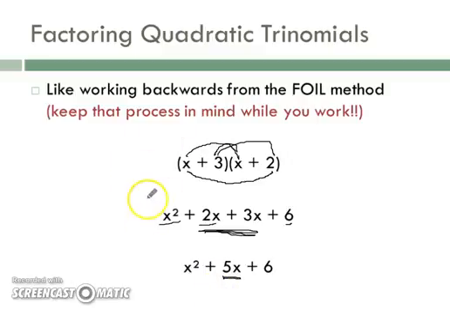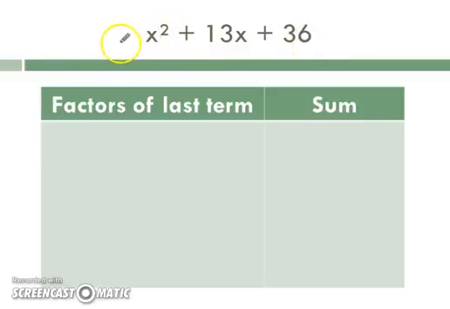So think of this process for multiplying using the FOIL method when you're given the trinomial to start off with and you have to find the two binomial factors. So what you're trying to do is look at this last term. You want to think of the different factors that you can multiply to get 36 that when added equal 13. So first think of listing out the factors.